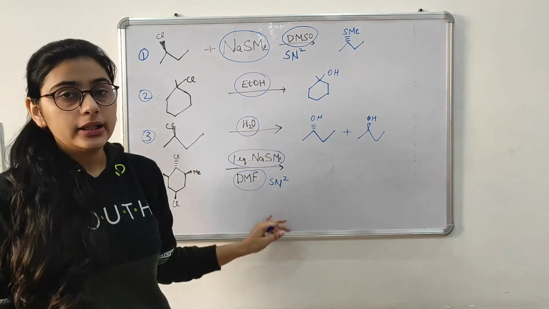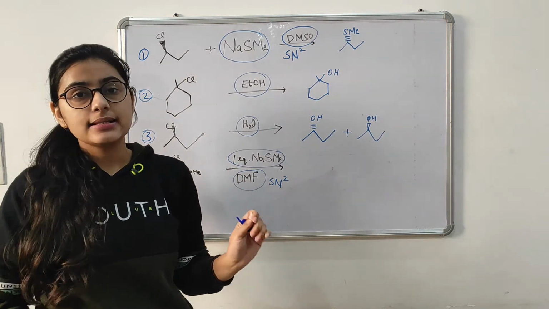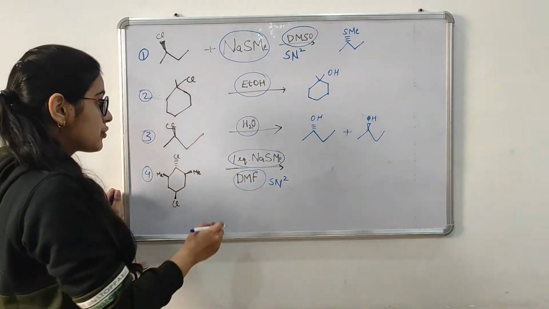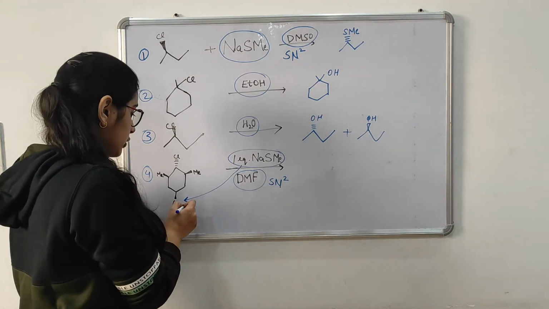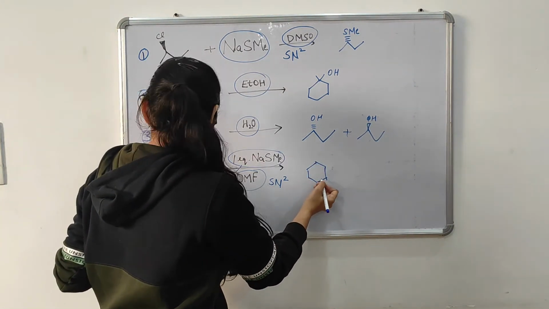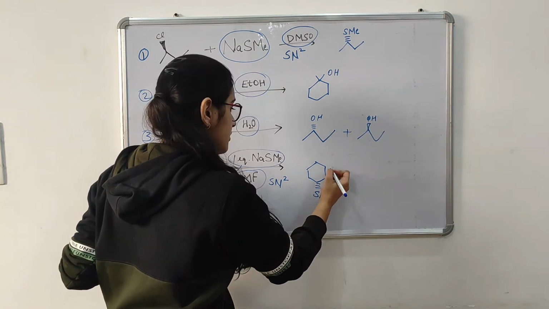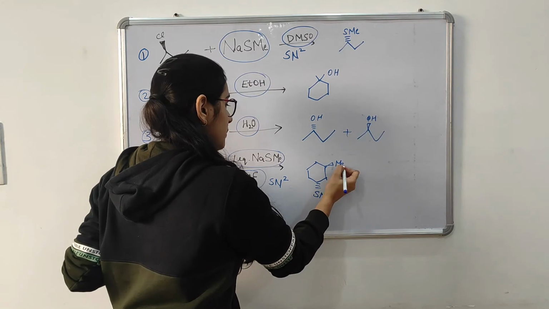As the reaction is SN2, this will attack where there is less steric hindrance. So this will attack on this chlorine atom, inversion of the configuration will take place, and we will get this compound.